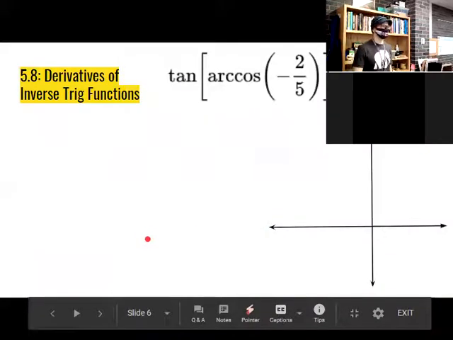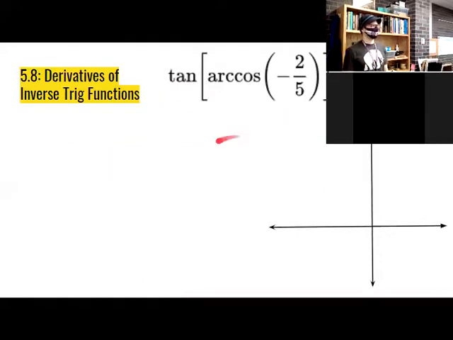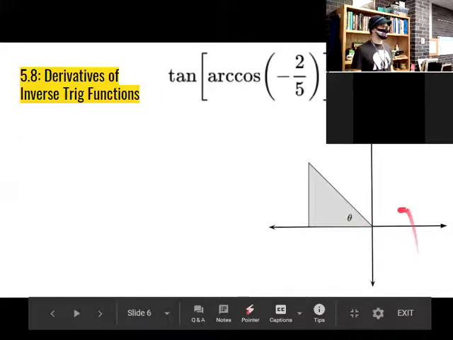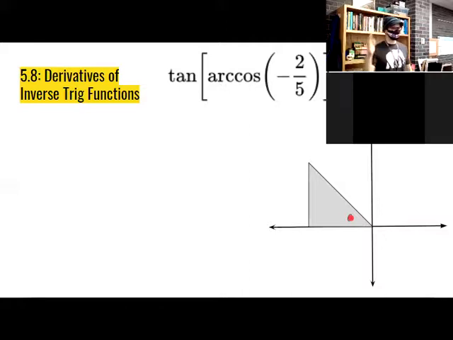Here's a random thing that we use inverses for. I want to evaluate tangent of arc cosine of -2/5. In order to do this, remember, inverses like arc cosine take a ratio and give me an angle. So why don't we just draw the triangle that goes along with this? The reason I put it here is because arc cosine, inverse cosine, only gives me things in the first 2 quadrants. So it has to be right there.